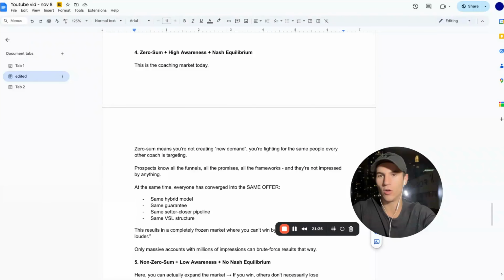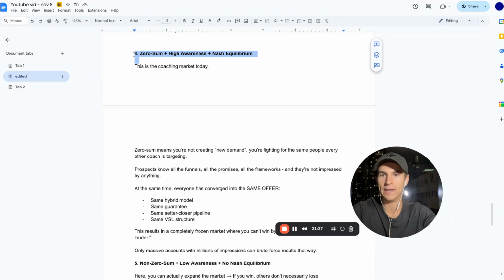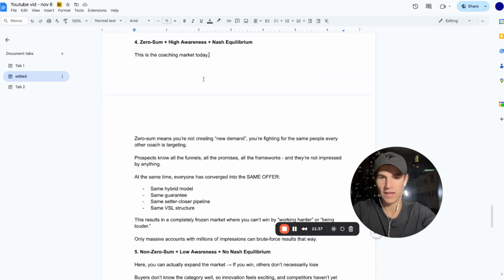But all in all, what you have to know is we're in a zero sum and high awareness market with this Nash equilibrium in today's coaching market. The problem is everyone's doing the same thing. The solution to that problem is to do something so radically different and create a new game, not a new mechanism, not a cool little pipeline, but a totally new thing that you're selling. And this is the thing: a totally new transformation.